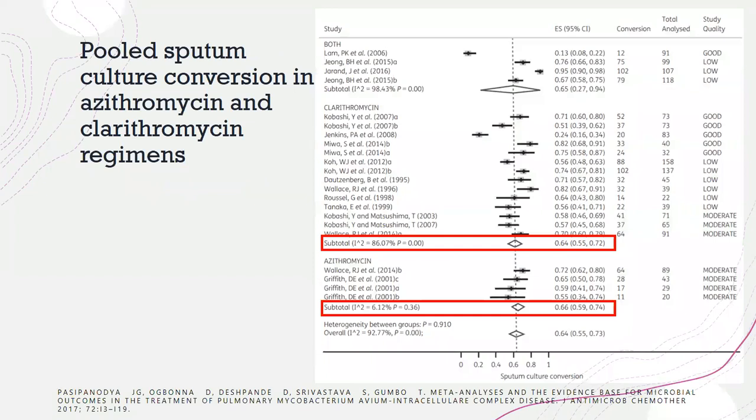This is a systematic review that compared a large number of studies that used azithromycin or clarithromycin. And you can see that for the pooled sputum culture conversion rate at 6 months, at end of therapy, and sustained conversion after treatment, there is no difference between azithromycin and clarithromycin.